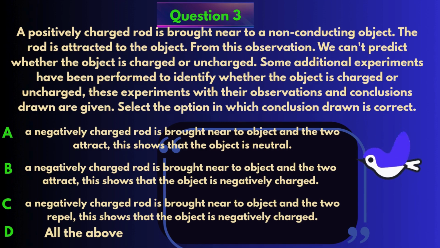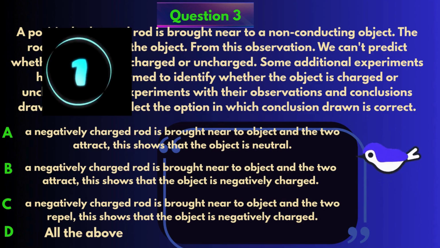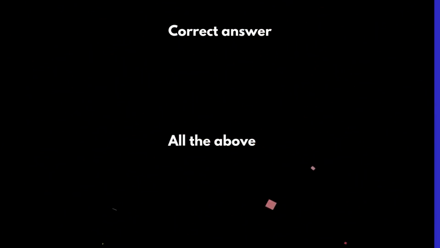Choice A, a negatively charged rod is brought near to object and the two attract. This shows that the object is neutral. Choice B, a negatively charged rod is brought near to object and the two attract. This shows that the object is negatively charged. Choice C, a negatively charged rod is brought near to object and the two repel. This shows that the object is negatively charged. Choice D, all the above. Correct answer: all the above.